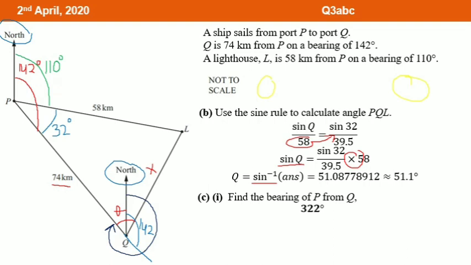Now continue to question C2. Find the bearing of L from Q. So let us draw the bearing that connects Q and L. So this is the bearing we are going to find. How many degrees is it? Do you have the theta already? Yes, we already have the theta as 51.1 degree.